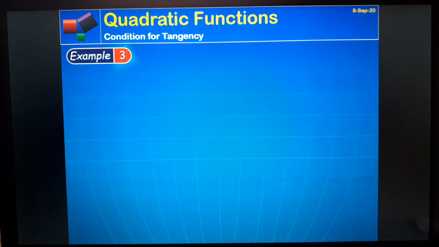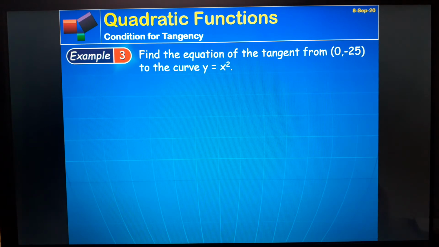Good morning, and we're still going to be looking at the condition for tangency, but I have a harder example for you to do here, which is why I've separated it from the rest. So this time looks kind of similar. Find the equation of the tangent, so it's from this coordinate to the curve y equals x squared.